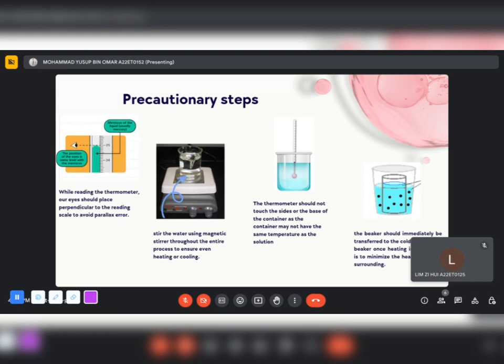So we need to make sure the hot beaker was transferred inside the cold beaker to make sure the heat loss from the experiment will be reduced. So we get the amount that we want from the calculation.